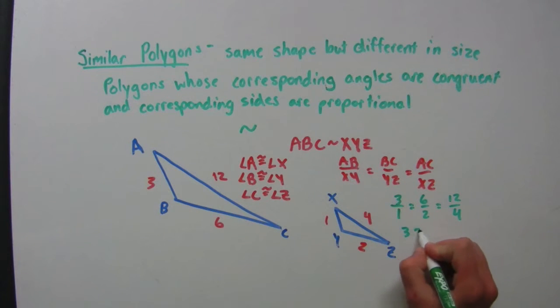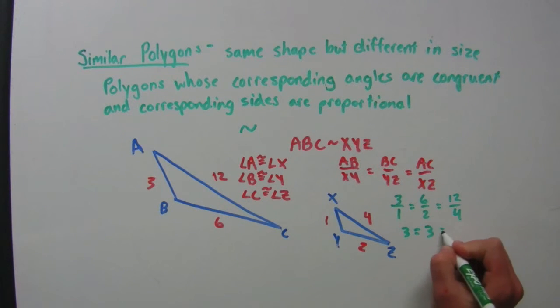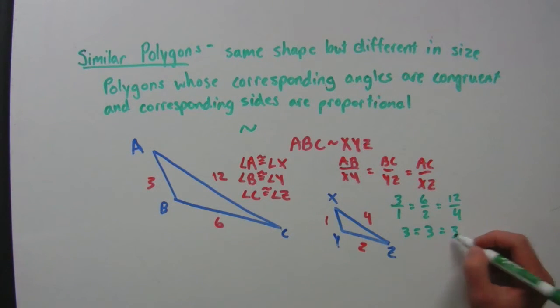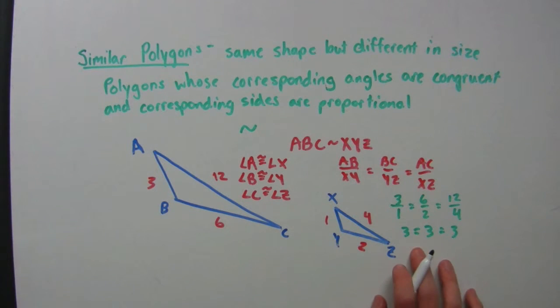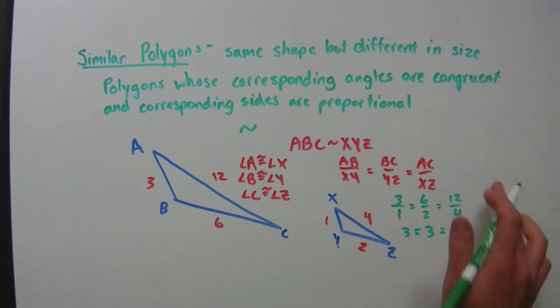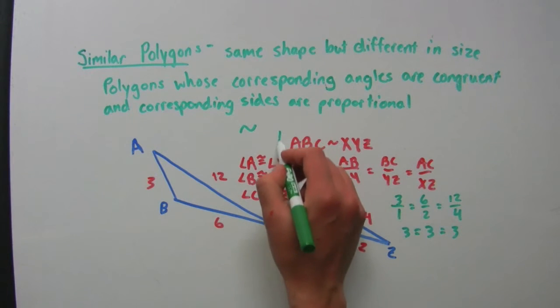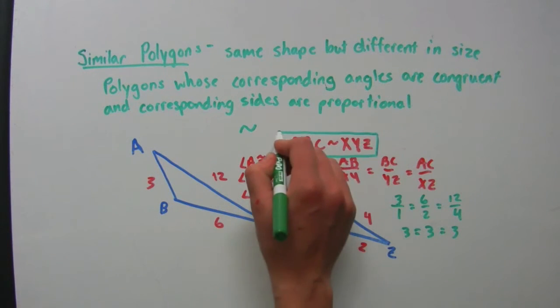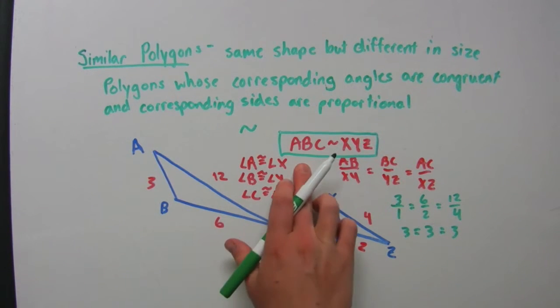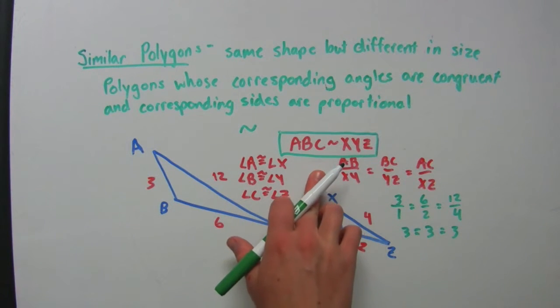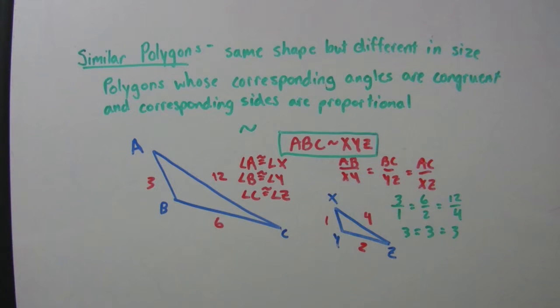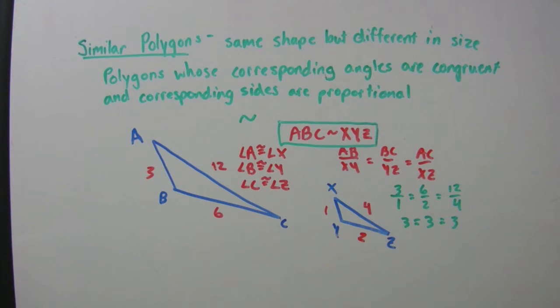3 over 1 is 3. 6 over 2 is 3. 12 over 4 is also 3, and we can see that this proportion holds true. So since the angles are congruent and the sides are proportional, triangle ABC is similar to triangle XYZ. The next thing we're going to go over is the scale factor.